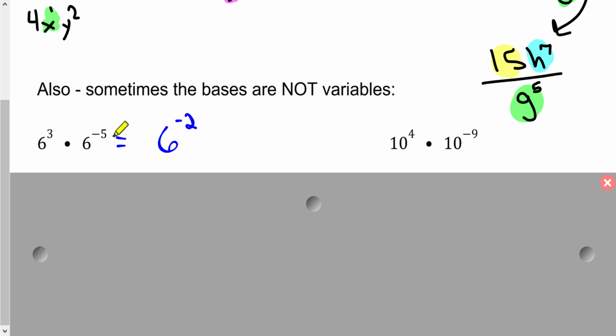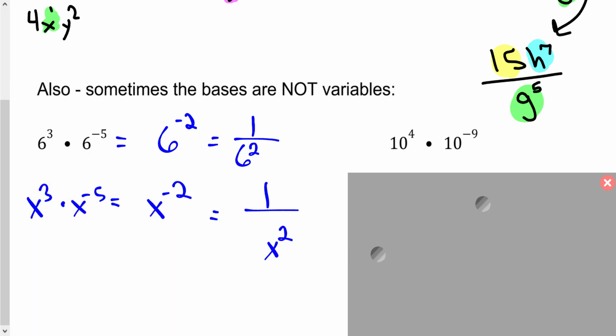So what's 3 plus negative 5? It's negative 2. So now we're like, okay, well, 6 is not happy there. Move it downstairs, 6 to the second power, right? Who's left upstairs? 1. So it's just like the x's.